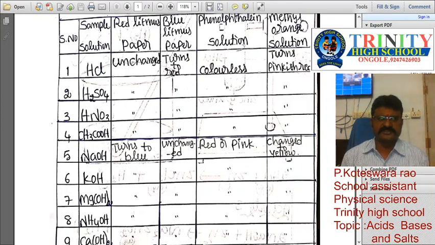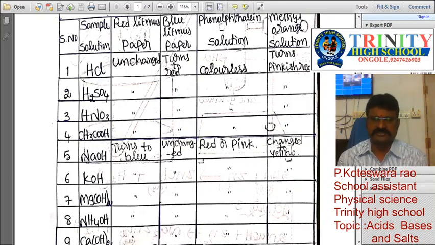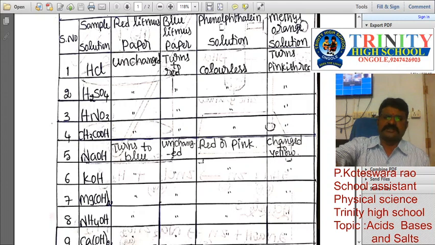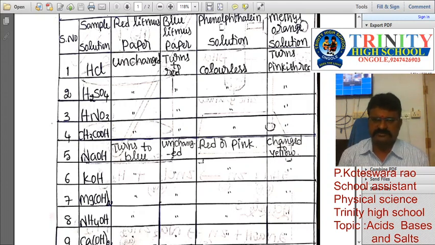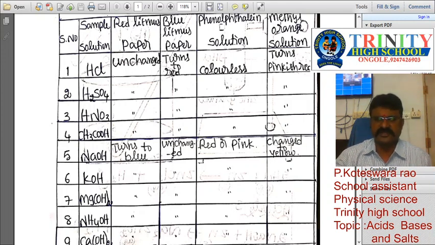4 watch glasses. Take red litmus paper, dip it into the first watch glass. Take blue litmus paper, dip it in the second watch glass. Take phenolphthalein solution in the third watch glass. We can observe the color. Take methyl orange indicator solution, add in the fourth watch glass and we can observe. So you can write all these observations. After that, CH3COOH, acetic acid. Same. Dip it into red litmus, blue litmus, phenolphthalein and methyl orange indicator. And we can write the colors.